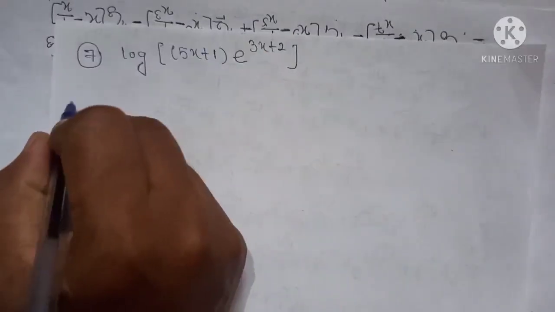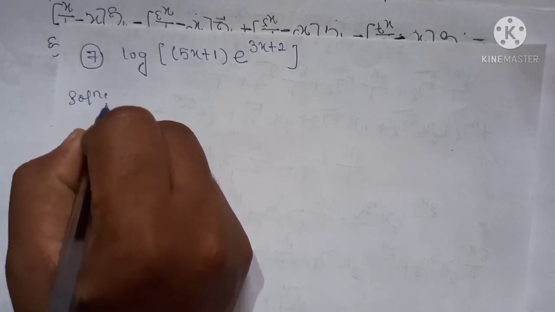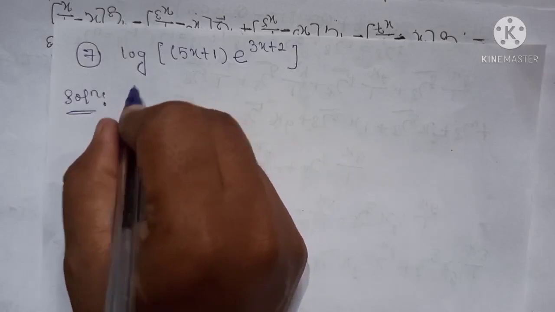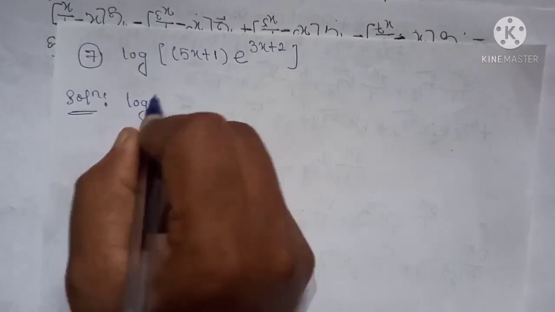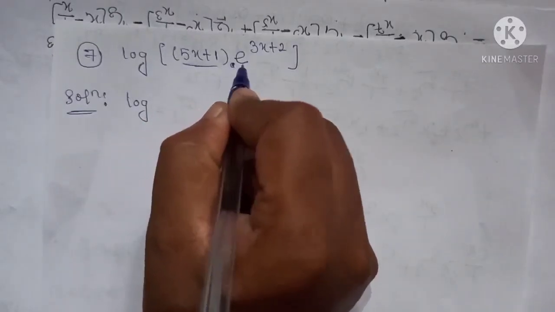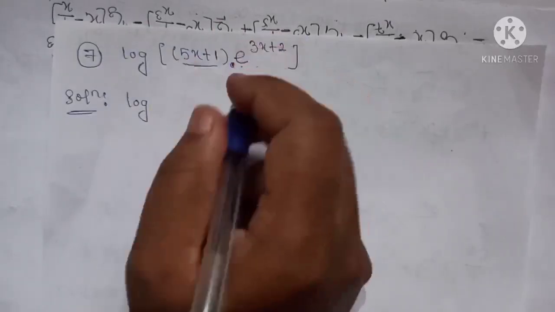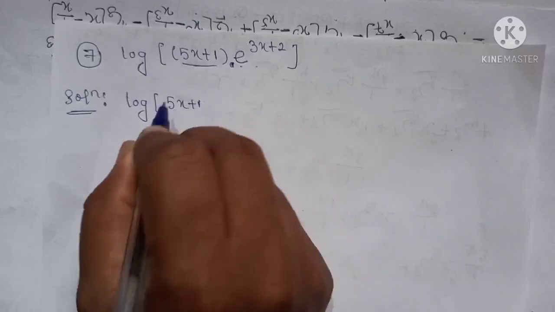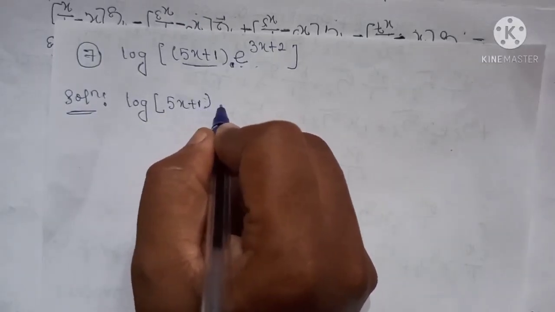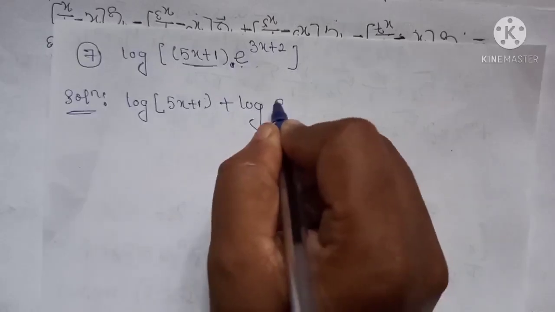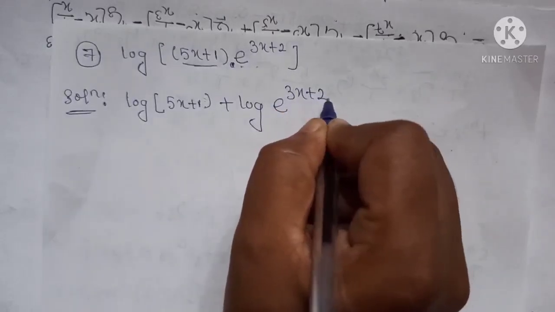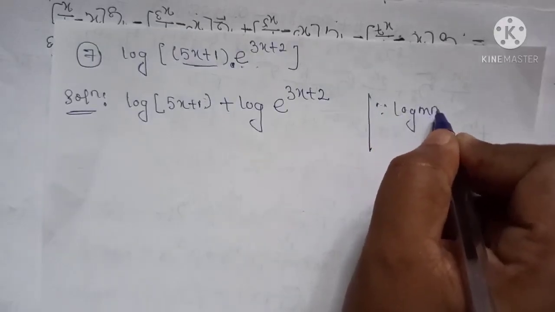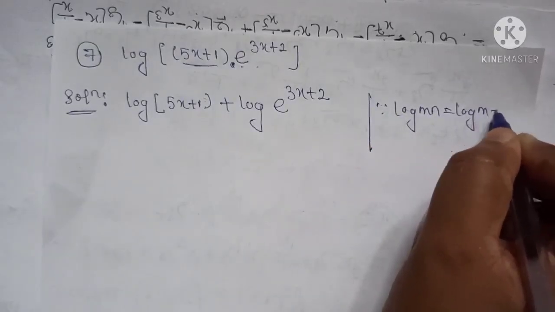So here also we use the log of ax plus b formula, but first we express this in the form of ax plus b. Therefore the given function can be written as log of, it is m into n function, a product of two functions, it can be written as log of 5x plus 1 plus log of e raised to 3x plus 2. That is by using log m into n equals log m plus log n.